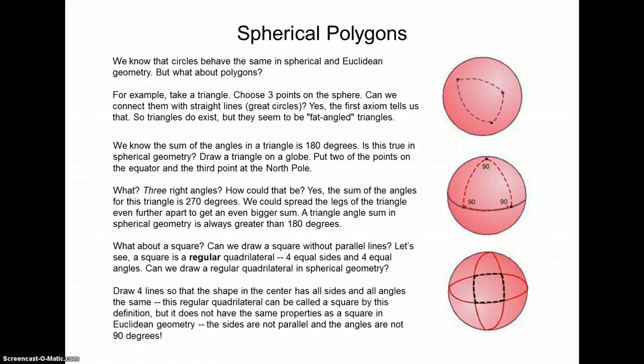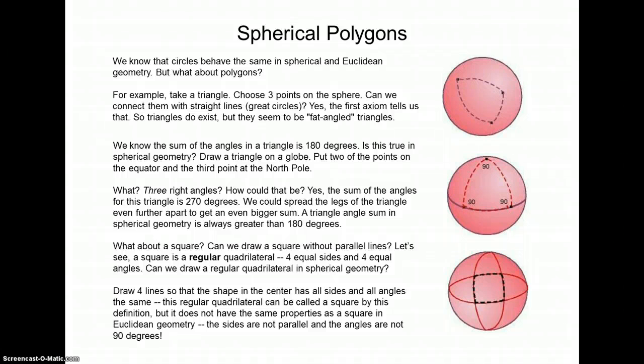Is this true in spherical geometry? Well, let's pick a very specific triangle. Let's put two of the points on the equator and the third point on the North Pole. Wait a minute, three right angles? How could that be? We could find a triangle where the North Pole had a 90-degree angle and the perpendicular to the equator both have 90-degree angles. The sum of angles for this triangle is 270 degrees. And if we spread the legs of the triangle even further apart, we'd have a bigger sum. In spherical geometry, the triangle angle sum is always greater than 180 degrees.